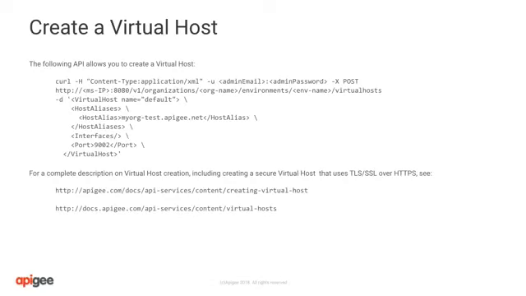Virtual hosts are created during the normal environment provisioning process. They can also be created manually using the Management API. A typical XML payload used when creating a new virtual host is shown on screen. You can see that the payload is being uploaded using a call that specifies the organization name and the environment name the virtual host is being created for. In the payload itself, you can see the name being set to default, a single host alias being set to myorg-test.apigee.com. If you wanted to create the virtual host with multiple aliases, you would simply include more host alias elements at this point. And finally, we specify the port.